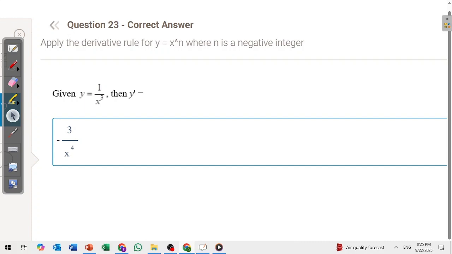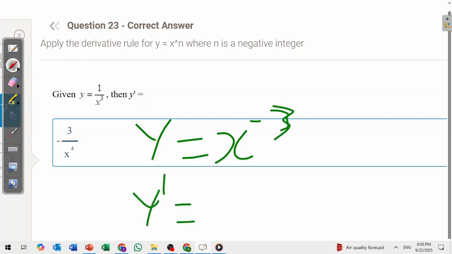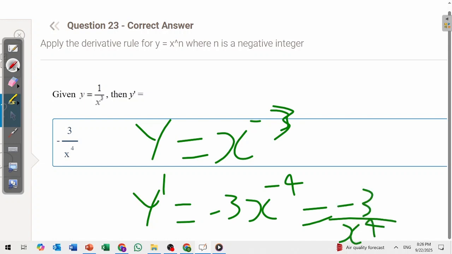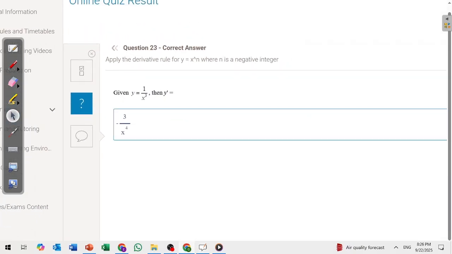Now y equals 1 over x cubed. You do y is equal to x power negative 3. Now you differentiate: y prime equals negative 3 x to the power of negative 4. Now you want to make it without the negative, so negative 3 over x power 4. And that's it. Okay, hope you enjoyed the video.